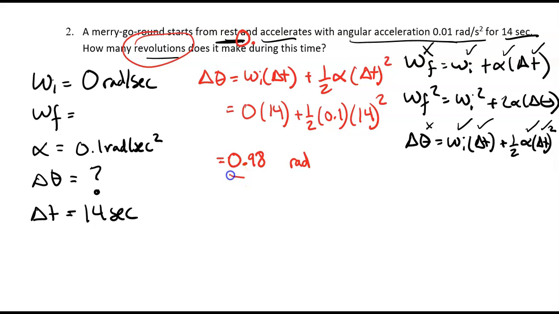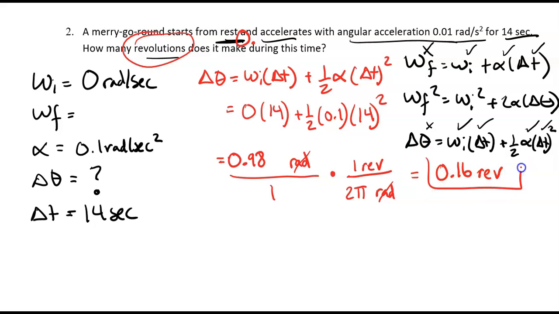So let's convert radians to revolutions. There are 2 pi radians per 1 revolution. So to go once around, we will go through 2 pi radians. Cool. Because radians cancel out, we're left with what we need. So when I plug this into the calculator, I get 0.16 revolutions.